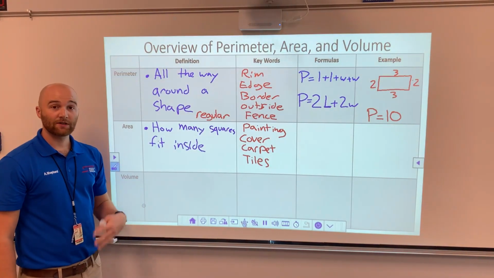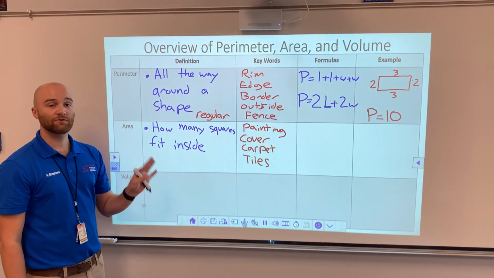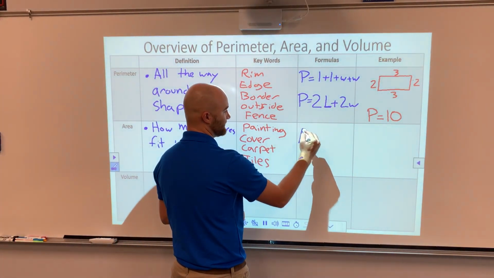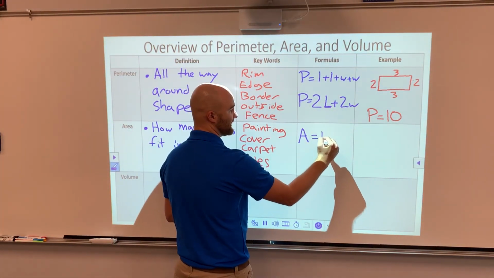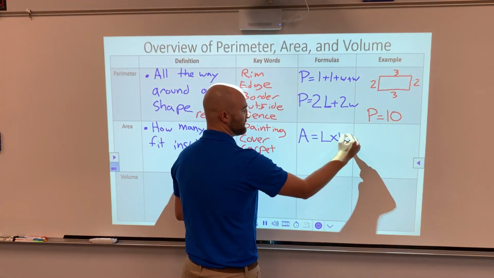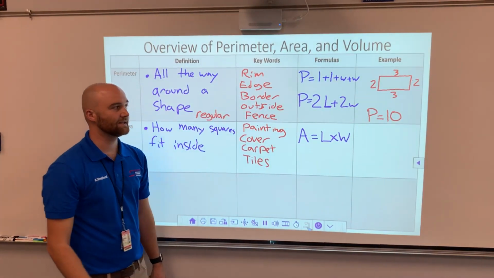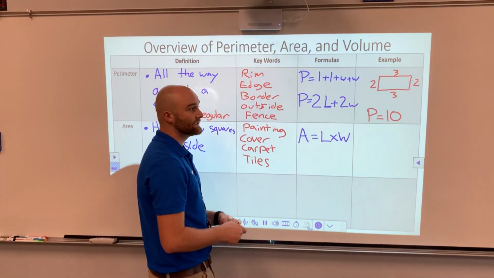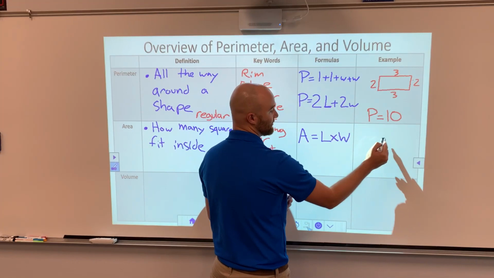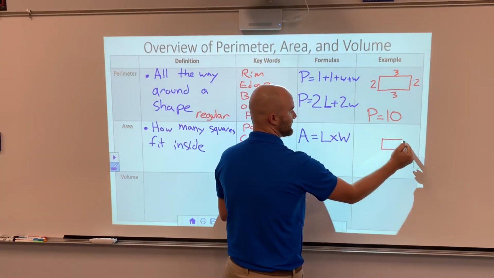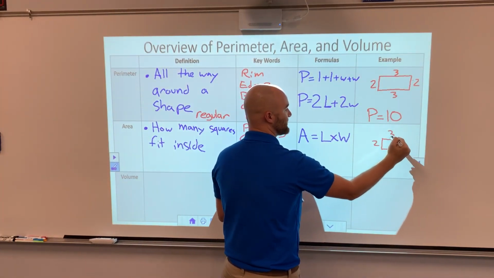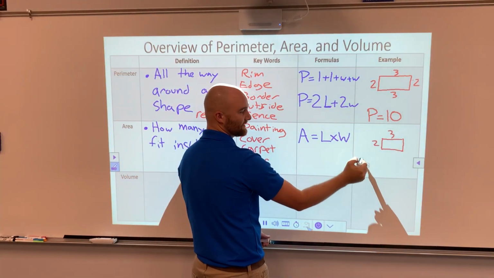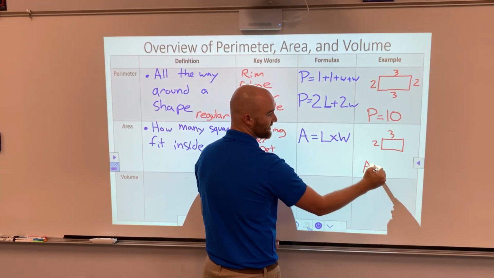For area, there are lots of different formulas. I'm just going to give you the ones for a rectangle. For a rectangle, our area is equal to the length times the width. We multiply the length times the width. Then let's look at an example. Let's look at the same kind of rectangle. We had a 2 by 3 rectangle. We're going to multiply the length times the width. So 3 times 2 will give us our area.